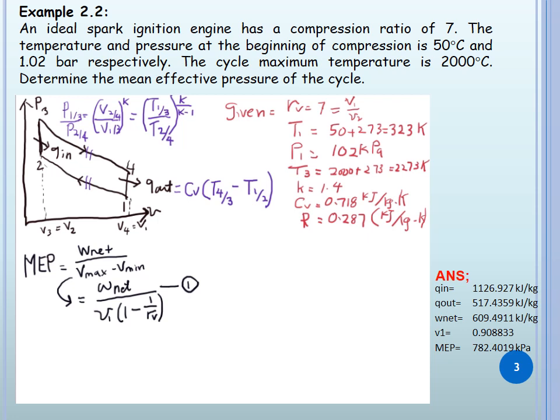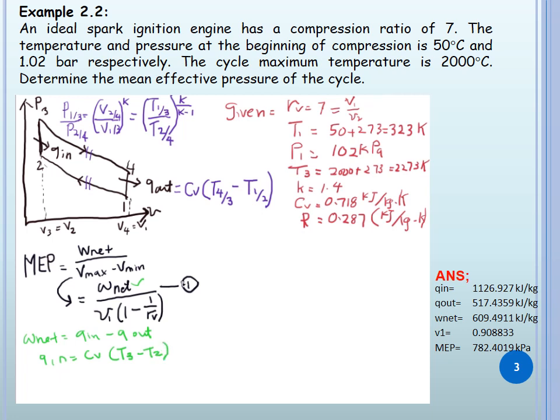I'm going to change the color. Okay, now we try to solve. We know that we need the net work. So net work is Q in minus Q out. So Q in is Cv times (T3 minus T2).